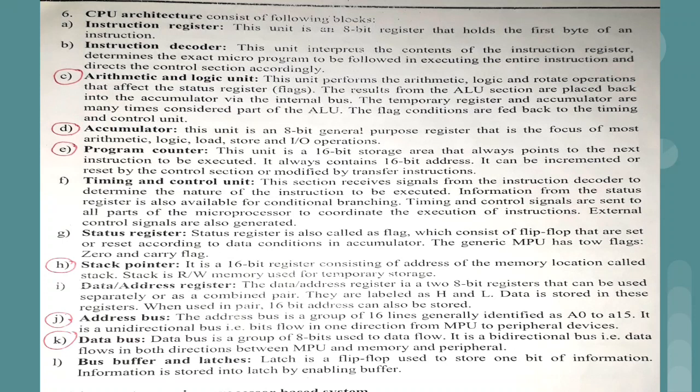memory and peripheral devices. Then the next component is the buffer or latches. A latch is nothing but a flip-flop, which is used to store one bit of information, that is 1 or 0, and the buffer is enabled or disabled by the latch. That means if the latch value is 1, then the buffer is enabled. If the latch value is 0, that is, when it is reset, then the buffer is disabled. Like that, operations are performed.